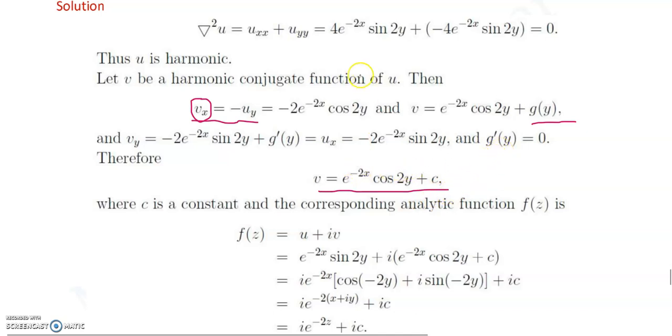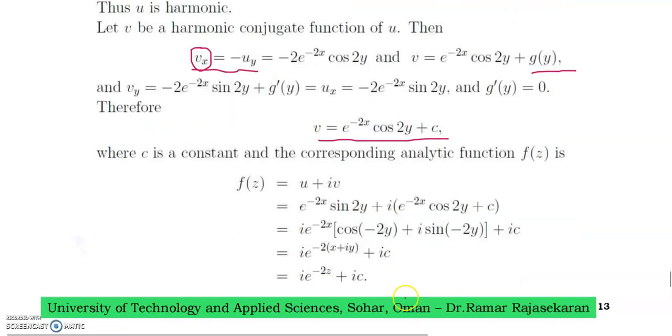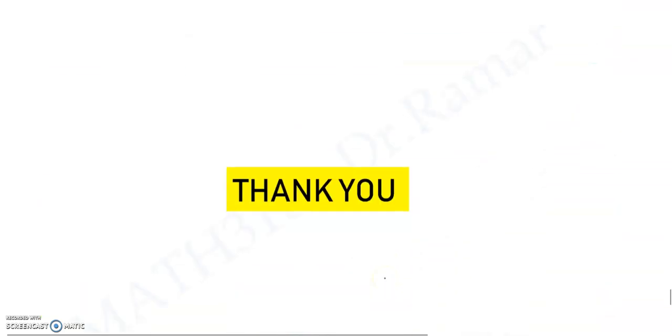After finding u and v, you can write f of z, nothing but u plus iv. Now you substitute u and v, and you can find the analytic function. This is our f of z. That's it. Thank you.